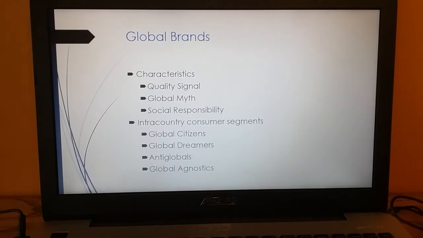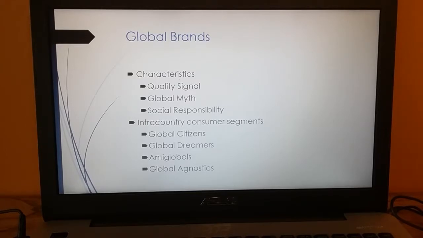Okay, global brands. Let's talk about global brands. There is this idea of quality signal. Consumers believe that the more people who purchase a brand, the higher the brand's quality, which often results in a global brand being able to command a premium price. Also, consumers worldwide believe that global brands develop new products and breakthrough technologies at a faster pace than local brands. So that's something to think about. There's also the idea of global myths, which sometimes view global brands as a kind of cultural ideal.